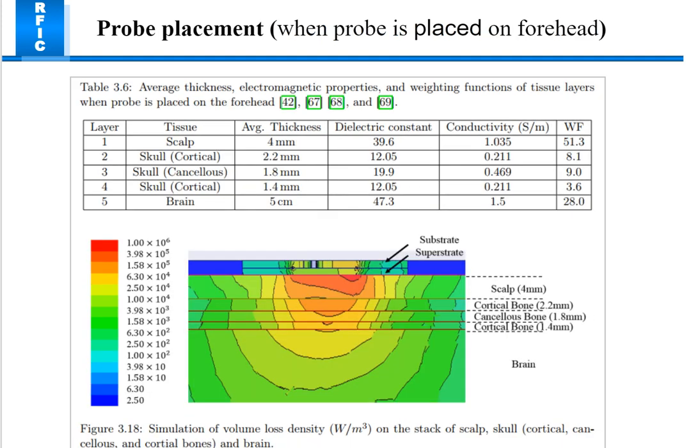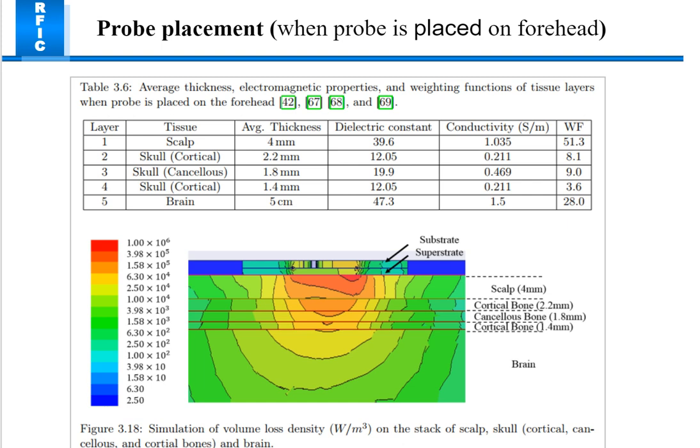And same when the probe is placed on the forehead, different tissue layers are there, and for every tissue the average thickness is defined, electromagnetic properties, and weighting functions, and then everything is defined. In this simulation, volume of loss density on the stack of scalp, skull, cancellous, and cortical bones, and then comes the brain.